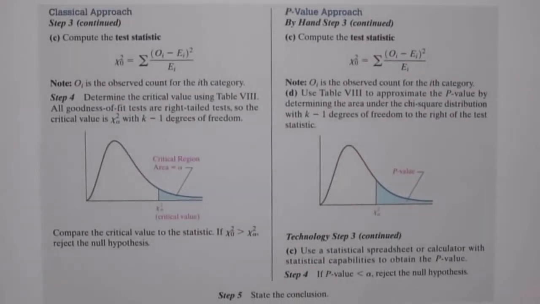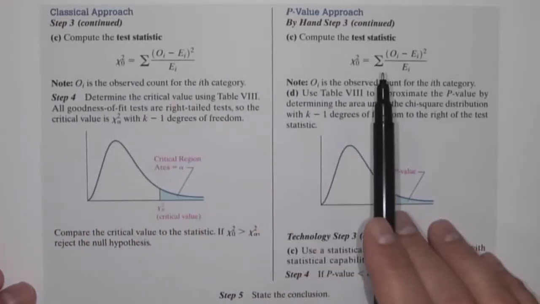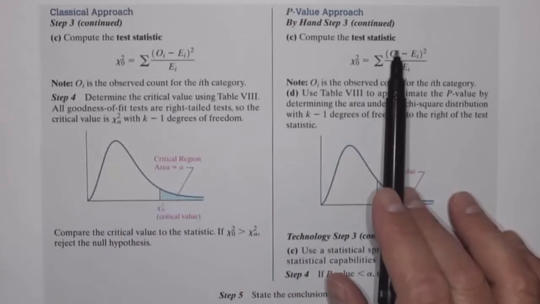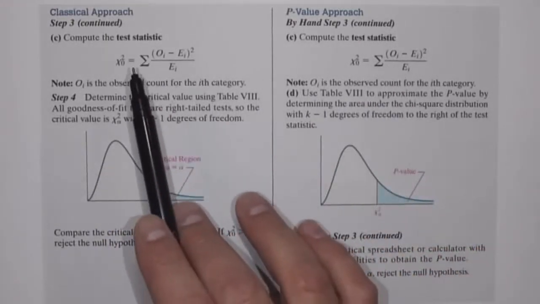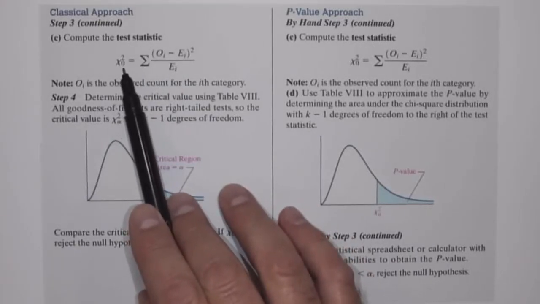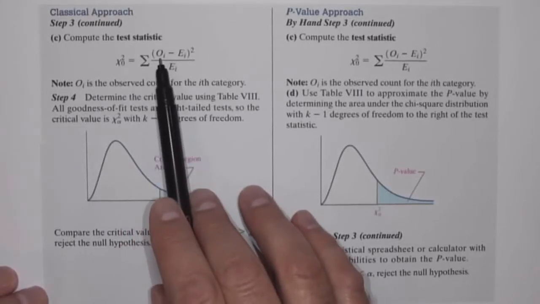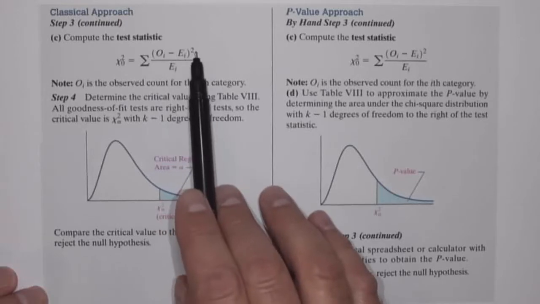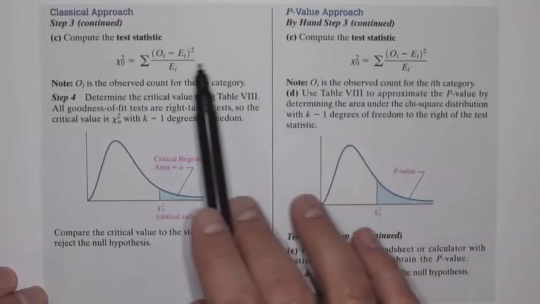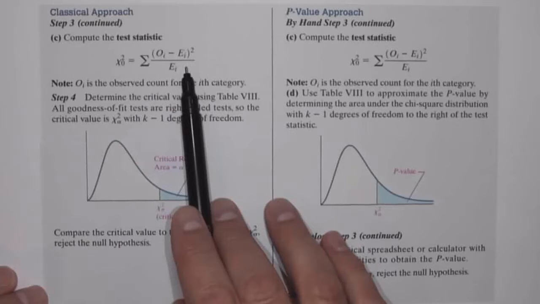Step 3, Part C. Now here we're going to split it depending on if we're going to use the classical approach or the p-value approach. Either way, we're going to calculate the test statistic. And we're going to call that chi-square naught. Now chi-square naught is equal to the sum of O sub I minus E sub I squared divided by E sub I. So again, we're going to do that whether we're using the classical approach or the p-value approach. So again, what does this mean?